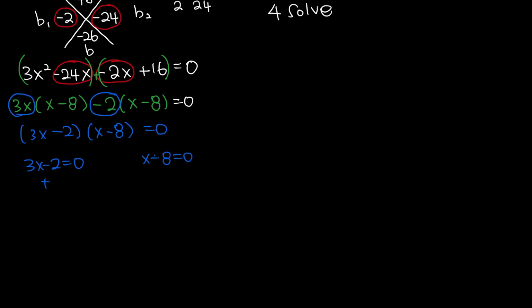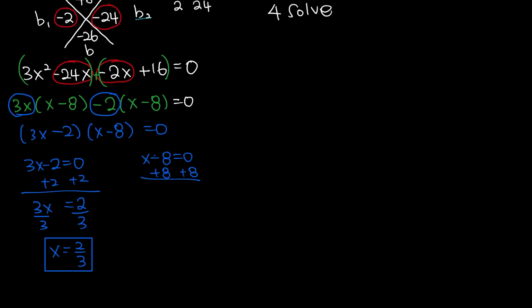We're going to add the 2 to both sides. So we have 3x equals 2. Divide both sides by 3. X is going to be 2/3. This is one of your answers. Going here, we're going to add 8 to both sides. X is going to equal 8. And those 2 are your x's.